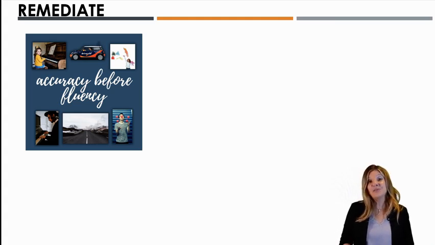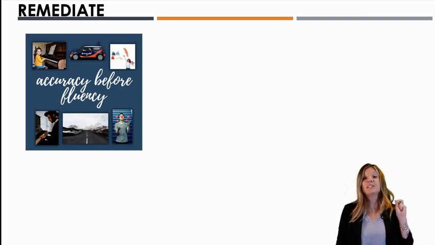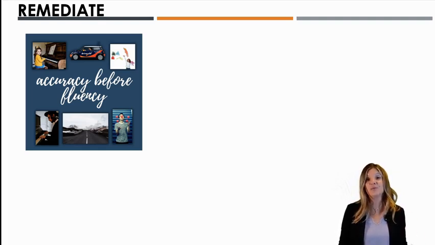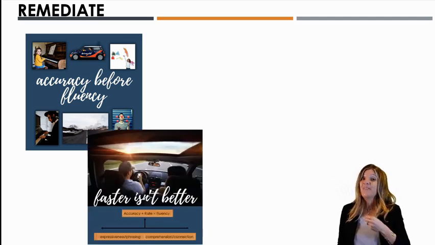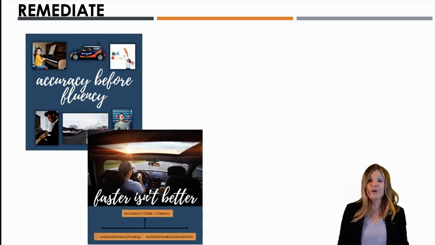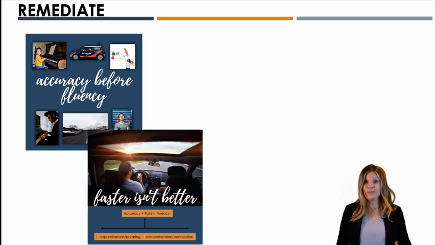But if we have students that need true remediation at below grade level skills, then here are the 4 things we need to keep in mind. We want to focus on accuracy before fluency. We want to know and teach students that faster is not better. We're not trying to read as fast as we possibly can. Speed is an indicator that there might be something wrong.